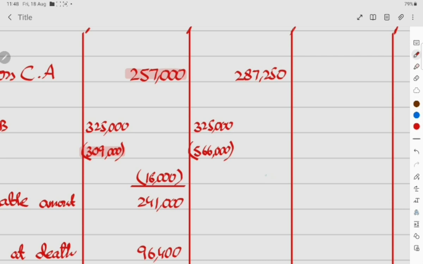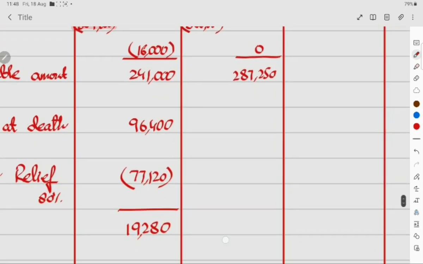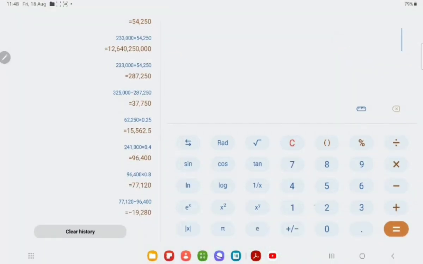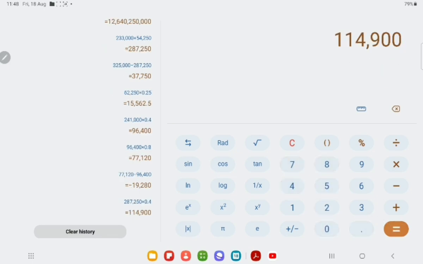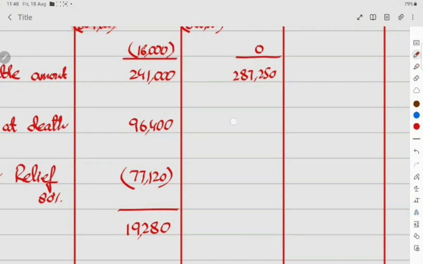So it means that there is no nil rate band available. So the whole amount of 2,87,250 becomes chargeable. What is 40% of this amount? 2,87,250 into 40% is 1,14,900.